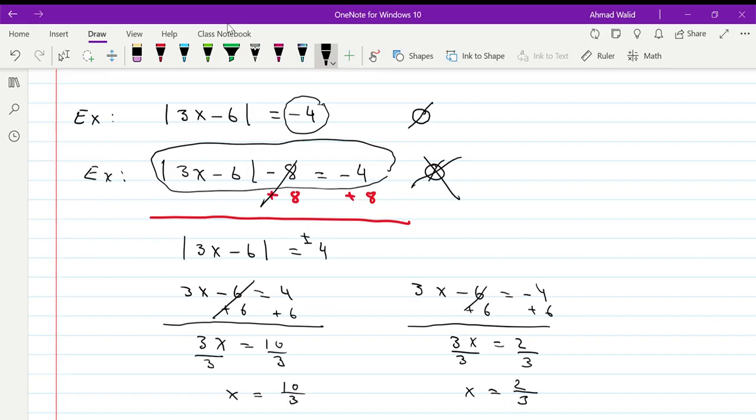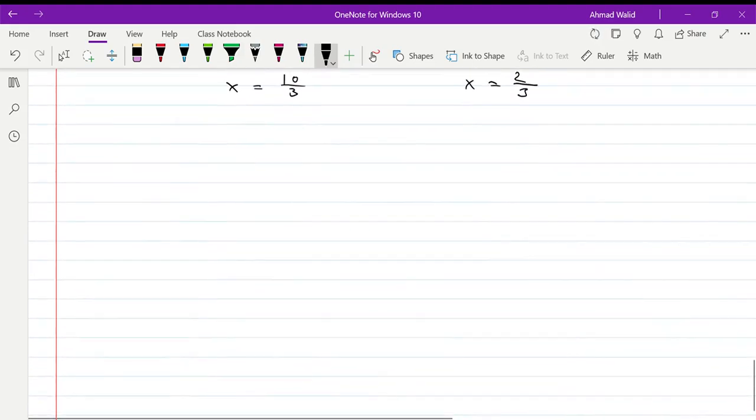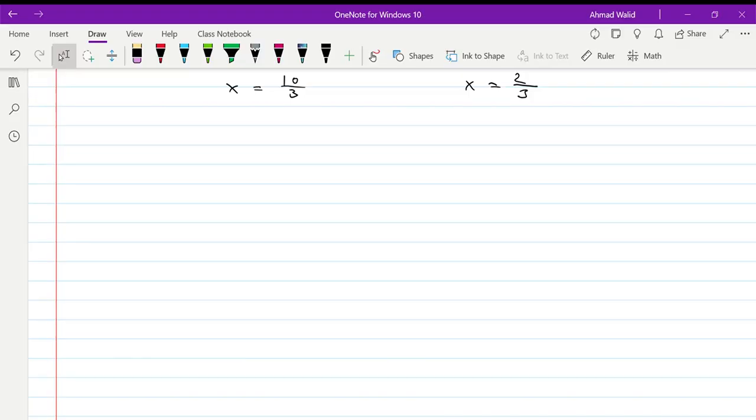Maybe you have a number on the left side. Or if your absolute value is alone on the left side and you have a negative number on the right side, in that case, yes, don't even solve it. Immediately you know the answer, that's no solution. Correct? Let's do one more example.